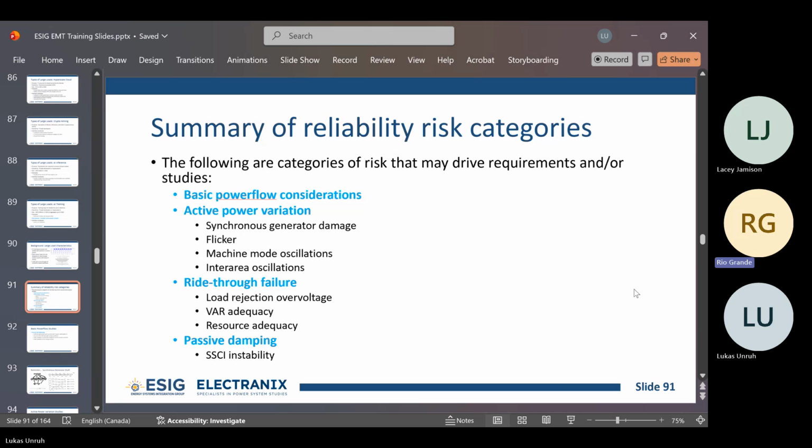So if one of these huge facilities trips from the grid, you're going to have an overvoltage due to the load rejection. And we have to think about whether the system is designed to be able to handle that overvoltage, and it may be really big.